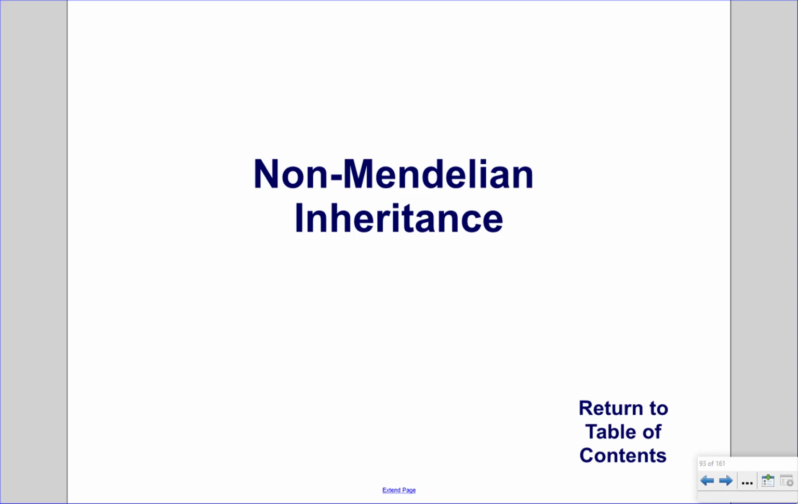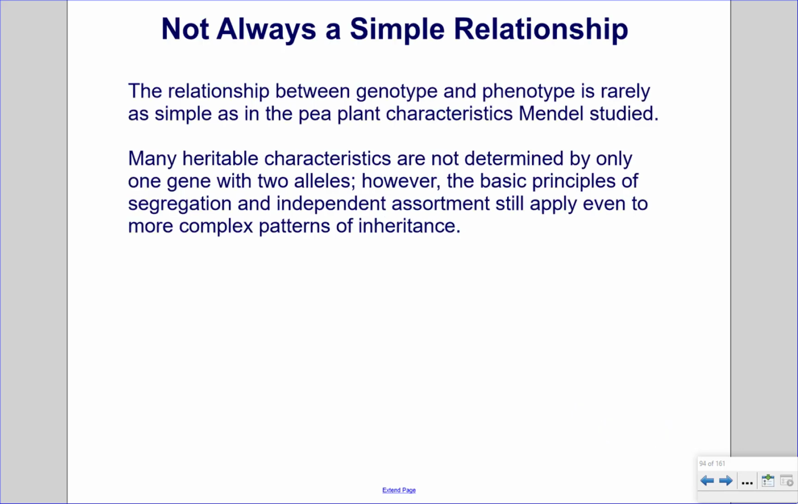Non-Mendelian inheritance. Not always a simple relationship. The relationship between genotype and phenotype is rarely as simple as in the pea plant characteristics Mendel studied. Many heritable characteristics are not determined by only one gene with two alleles. However, the basic principles of segregation and independent assortment still apply even to more complex patterns of inheritance.